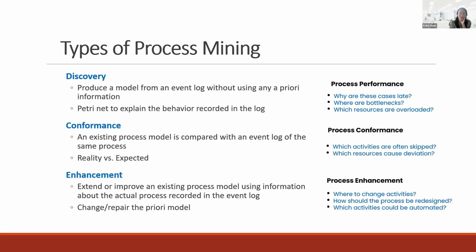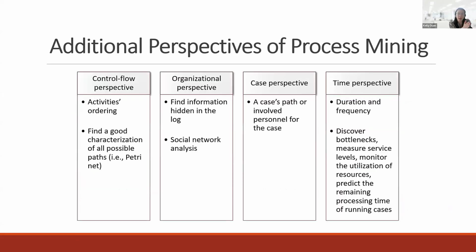The third type is called enhancement. This is to extend or improve an existing process model using information about the actual process recorded in the event log. So this method is actually to change or repair the prior process model. It is also used to determine which activities can be automated, whether any changes need to be made, or whether the process needs to be redesigned. Process mining analysis can be conducted based on different perspectives.